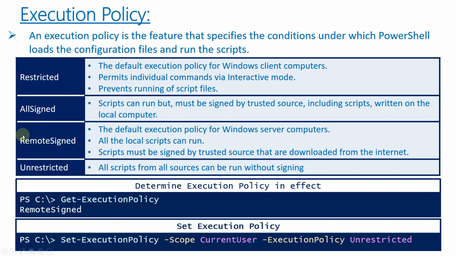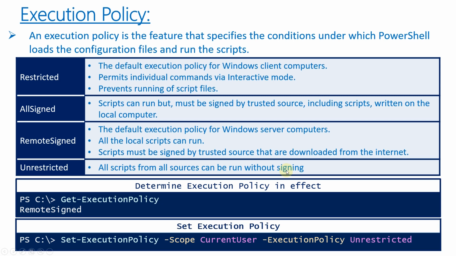And now the third execution policy is remote signed. This is the default execution policy for Windows server computers. So if this execution policy is set, then all the local scripts can run. Local scripts will not be required to be signed by any trusted source. In case we have downloaded the script from the internet, then that should be signed by any trusted source. Then only it will be executed on any local computer. And if we have set the execution policy as unrestricted, then it will allow to run all the scripts from all the sources without any signing.